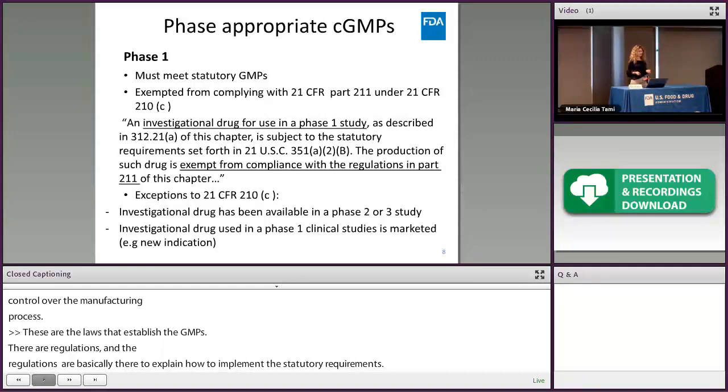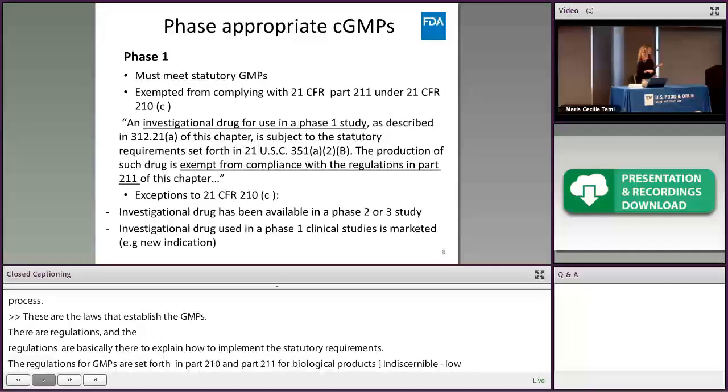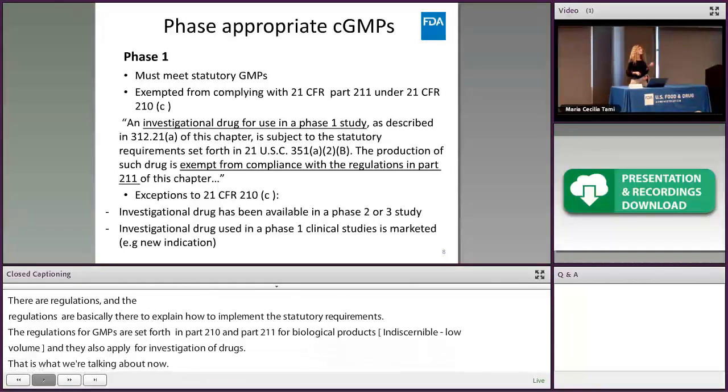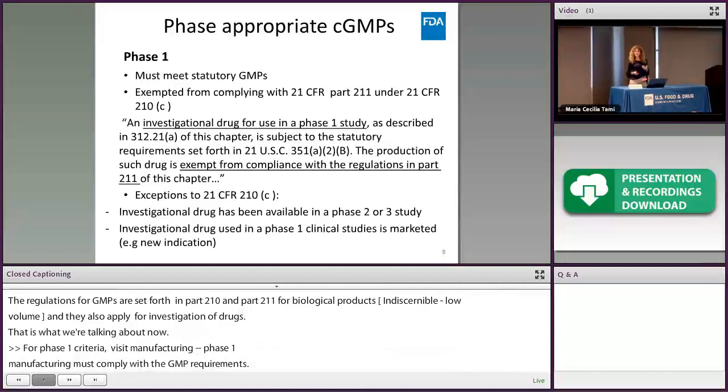So for phase 1 material, the manufacturing of a phase 1 drug must comply with the statutory GMP requirements. However, they are exempted from complying with 21 CFR 211, and that is put forward in section 210.2(c), which states that an investigational drug for use in a phase 1 study is exempted from compliance with the regulations in Part 211. But not all phase 1 drugs are exempted from the 211s. These are the two exceptions.